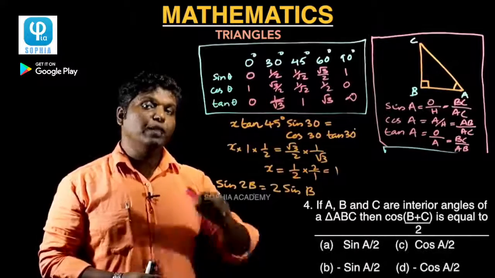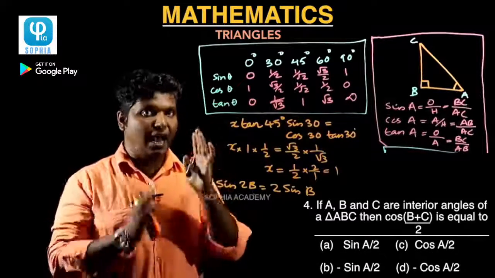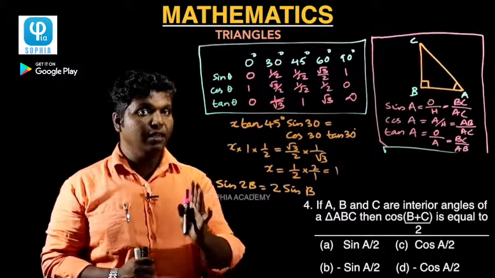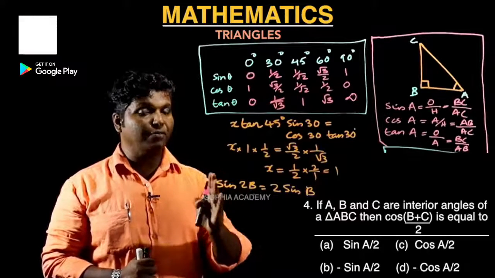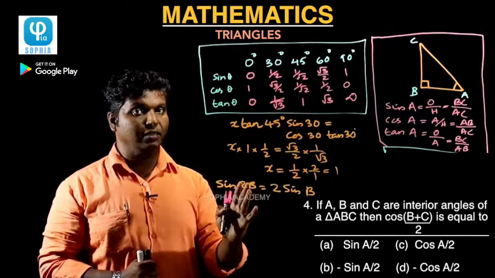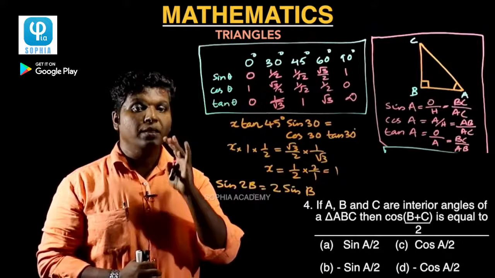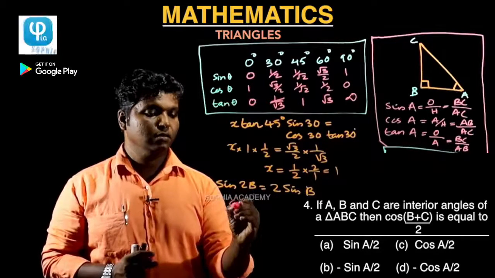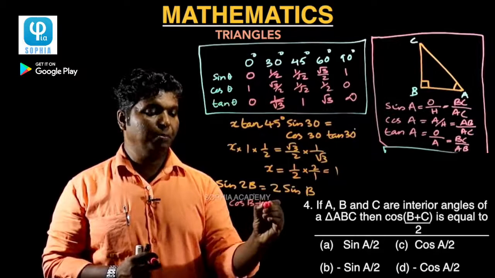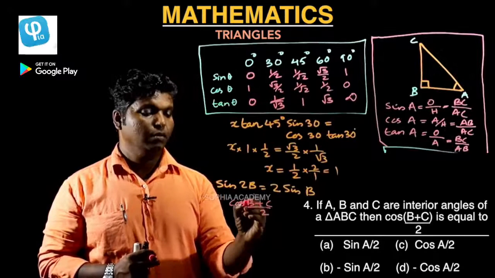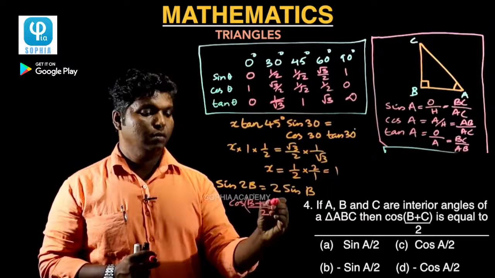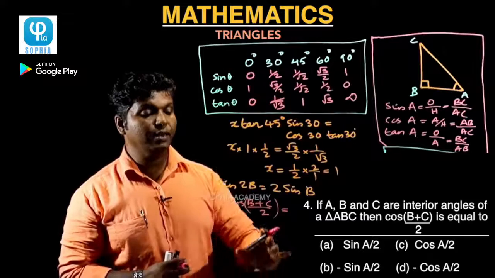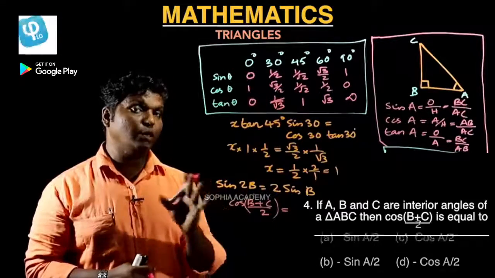Here goes the next question before you. If A, B, C are the interior angles of triangle ABC, so there is a triangle given and A, B, C are referred to as the interior angles of the triangle. Is that clear? Now the condition given here is cos of (B plus C) divided by 2 is equal to, you have to find this one. There are 4 options given here. Among these, which one is the right option? That's what your problem is.